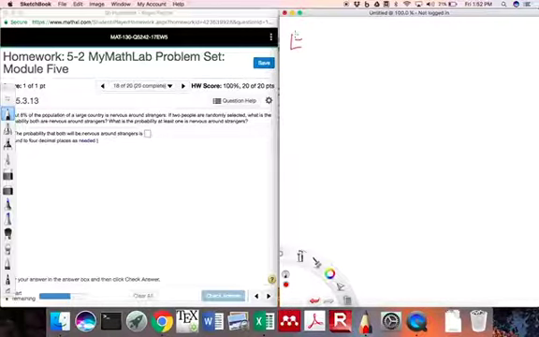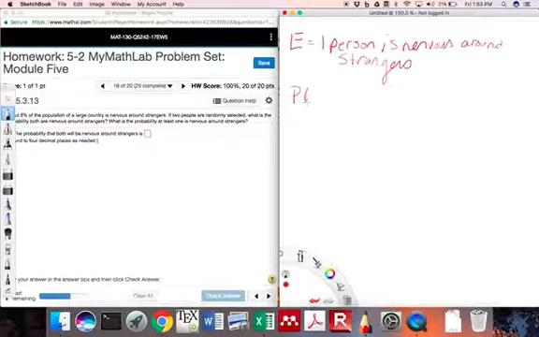So let's say the event is one person is nervous around strangers. The probability of this event then is 0.08. So let's suppose two people are randomly selected. What is the probability that both are nervous around strangers? And then we'll come back to the second question later.